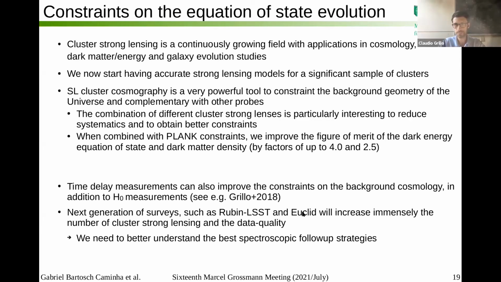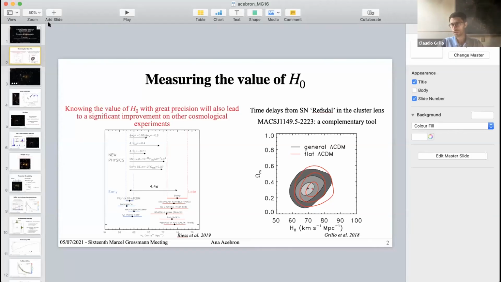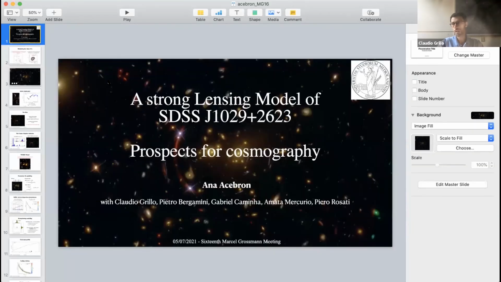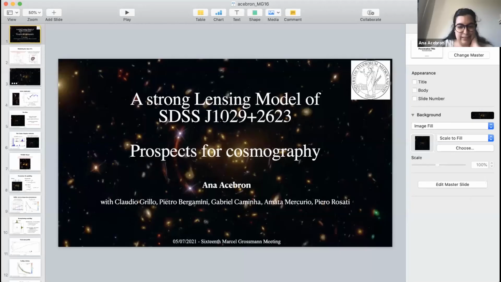Thank you. Any more questions for Gabriel? If not, thank you, Gabriel, again. We can move to Anna Sebron. Anna is going to tell us about the strong lensing model of SDSS J1029+2623, prospects for cosmography. Yes, sorry, I just couldn't unmute myself.